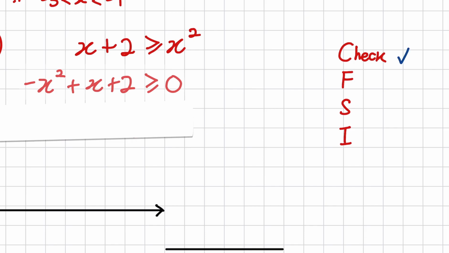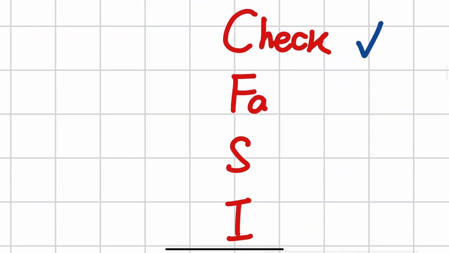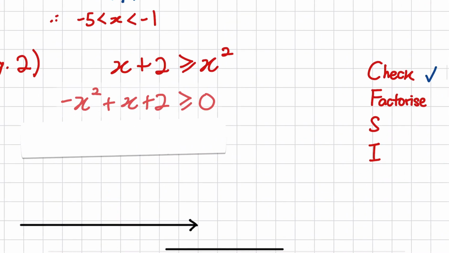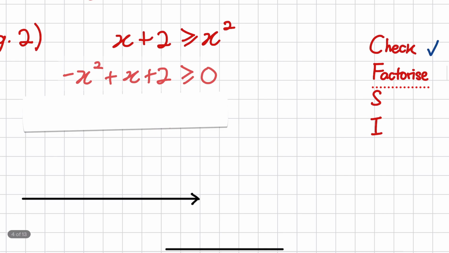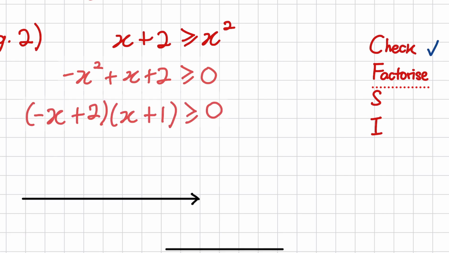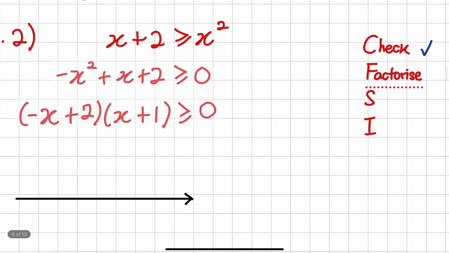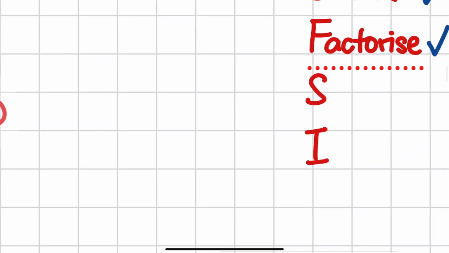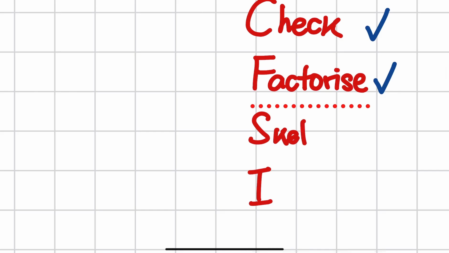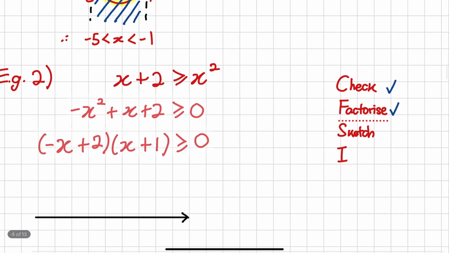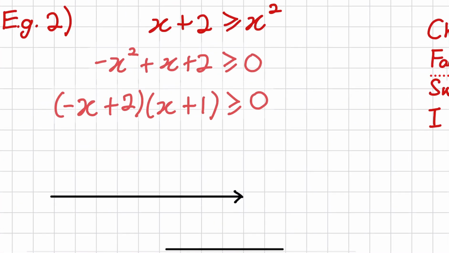Now step number 2. Given this quadratic expression, step 2, F, stands for factorize. I need to factorize this quadratic expression, and by factorization I'll get this form over here. That is step 2 done. Step 3 now. Step 3 stands for sketch. Sketch the graph based on this quadratic expression.